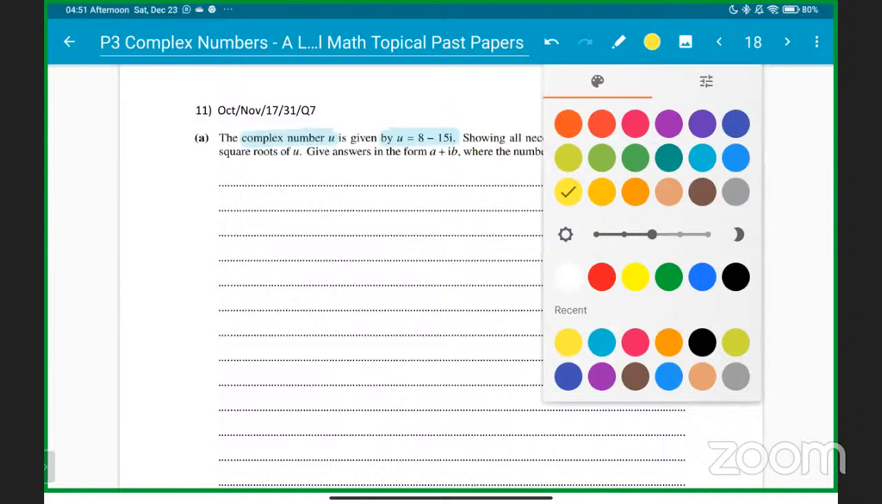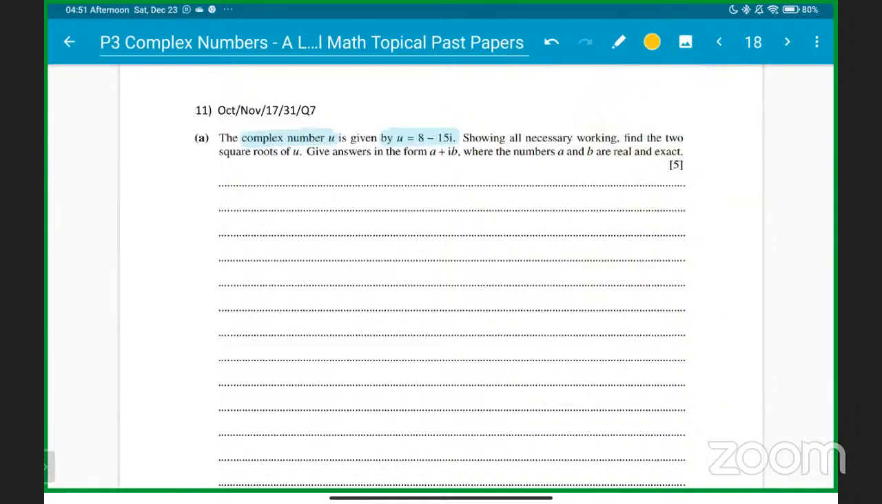The complex number u is given by u equals 8 minus 15i. Show all necessary workings. Find the 2 square roots of u, giving your answer in the form a plus bi, where the numbers a and b are real and exact. Okay, everyone getting it? With me following?